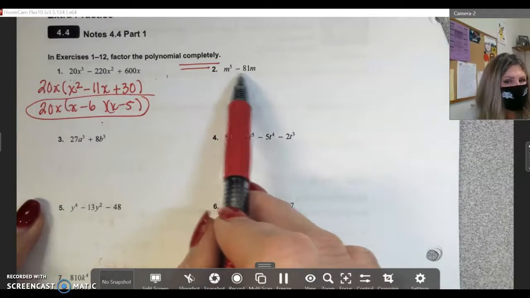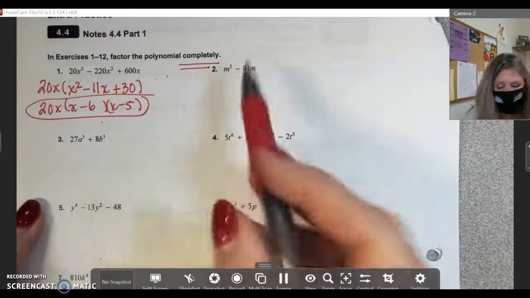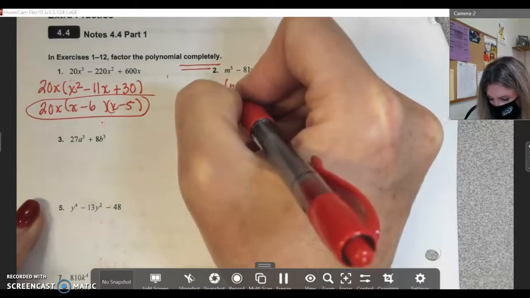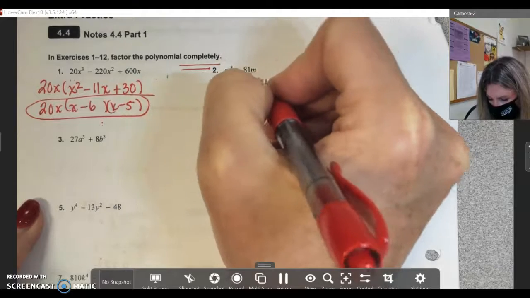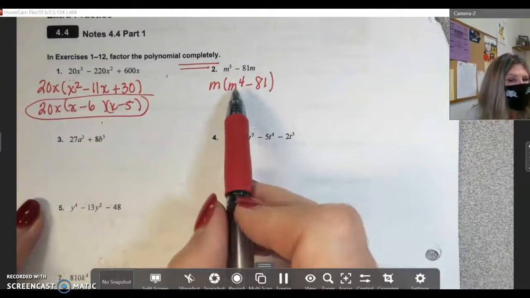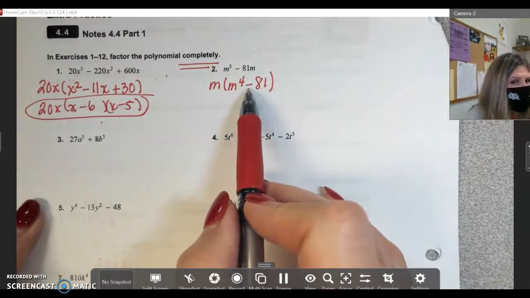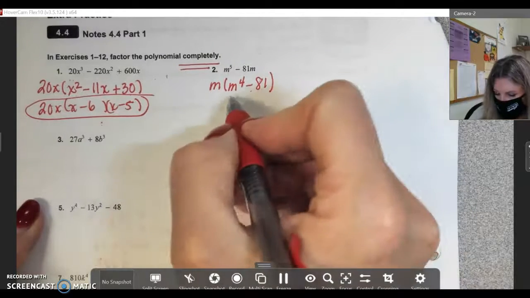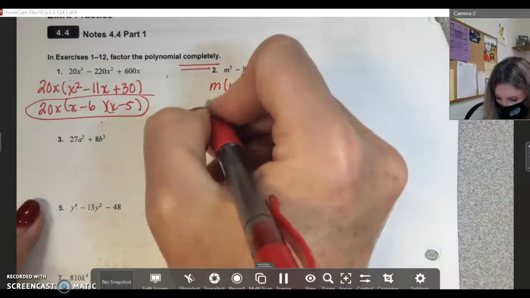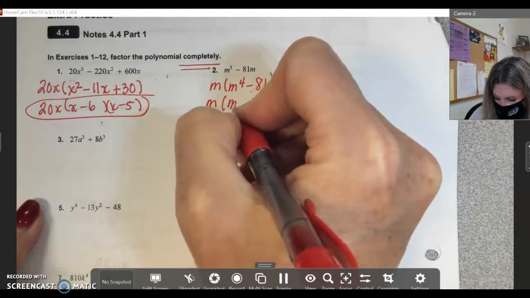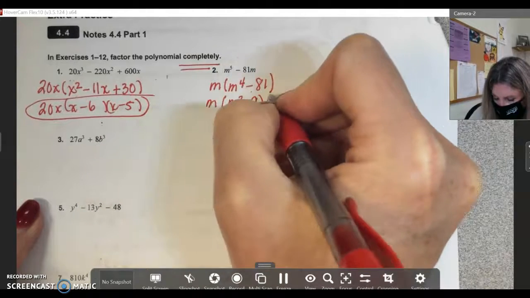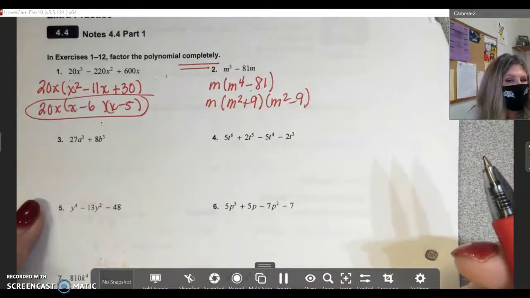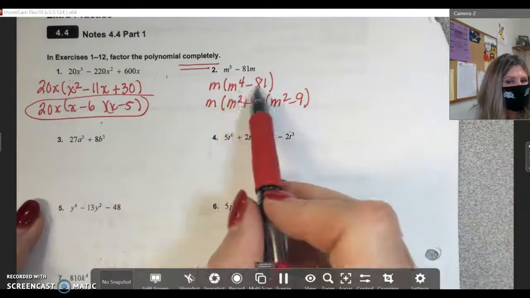All right, let's do number 2. This is a little bit different. What's the GCF? So I take out an m, and I'm left with m to the 4th minus 81. When we have two terms, remember how we have to check and see if we have the difference of two squares? Are these perfect squares? Yeah. So this is going to go down to m squared plus 9 and m squared minus 9. Because this is the difference of two squares.